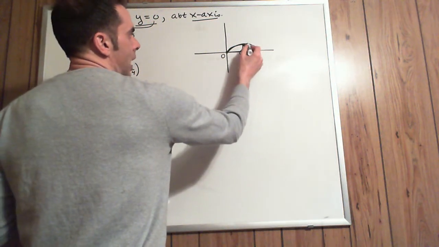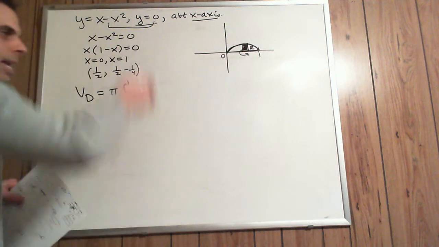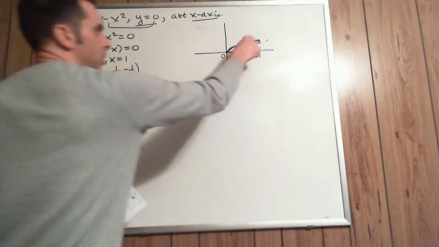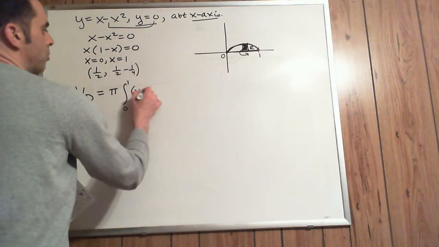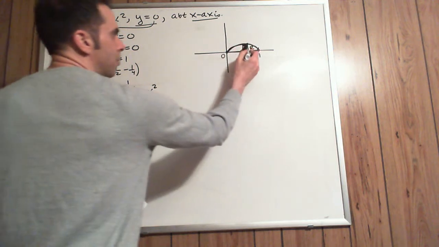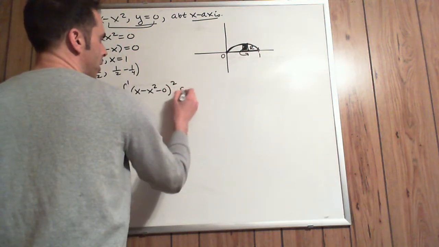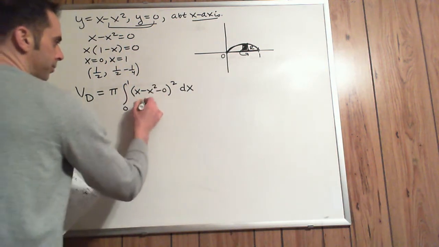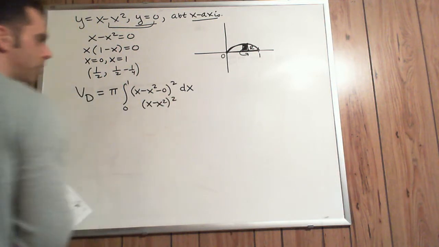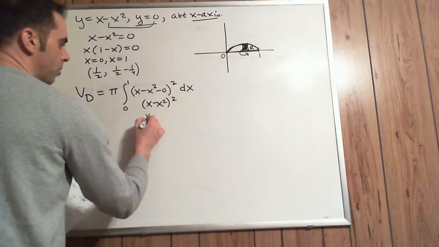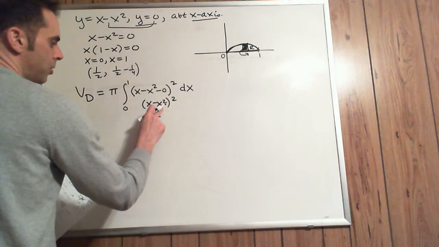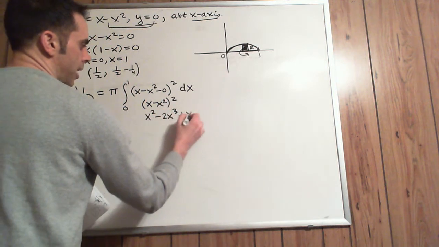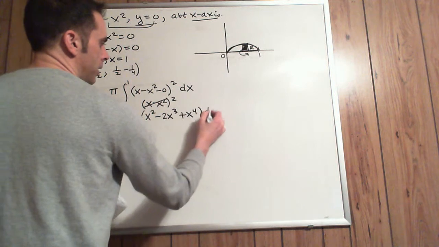So the radius is the height of this rectangle. When the rectangle is vertical, the height of the rectangle is top minus bottom. So the top is the function x minus x squared, minus the bottom, which is 0, squared, dx. And of course that is just (x minus x squared) squared. So we do have to simplify that. I'll square the first term and get x squared. Multiply these two and get negative x cubed, but double it. Square the last, x to the fourth. And this would become then the dx.